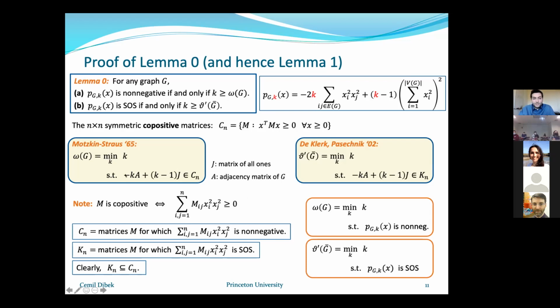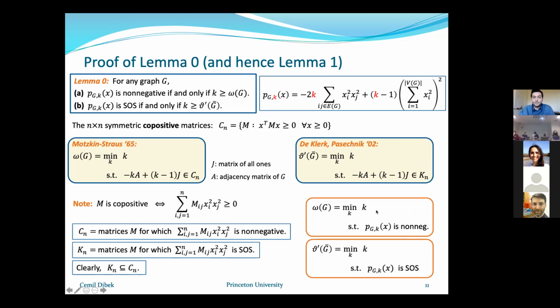this matrix here is copositive. It's the same thing as saying that this polynomial here is non-negative. So if you write this polynomial for this matrix that you see here, you get exactly PGKX. So PGKX comes from turning this matrix into a polynomial using this observation. And so we obtain these two formulations of the clique number and the Shriver number.